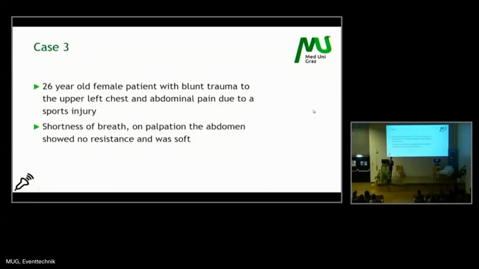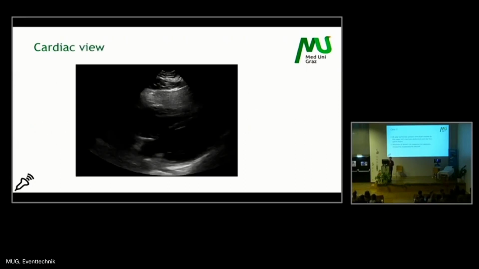Case 3 was a 26-year-old female patient with a blunt trauma to the upper left chest and abdominal pain due to a sports injury. She was kind of short of breath. On palpation, the abdomen showed no resistance and was soft, so no major signs of injury. The patient was stable, so we did an eFAST. Cardiac view showed nothing.